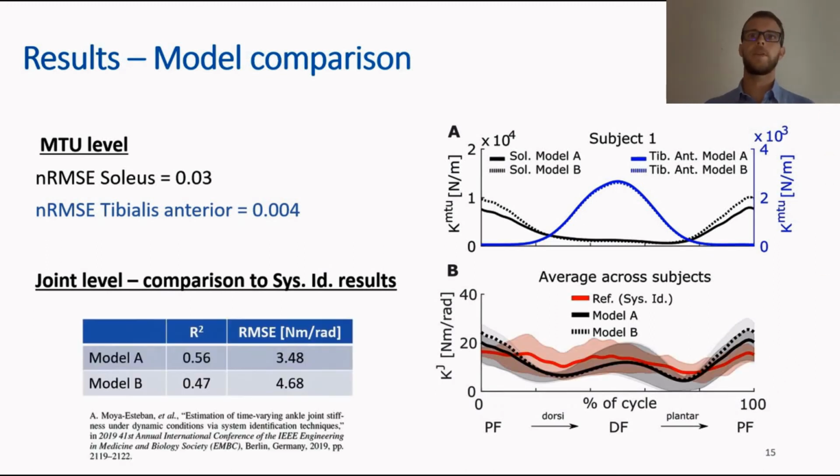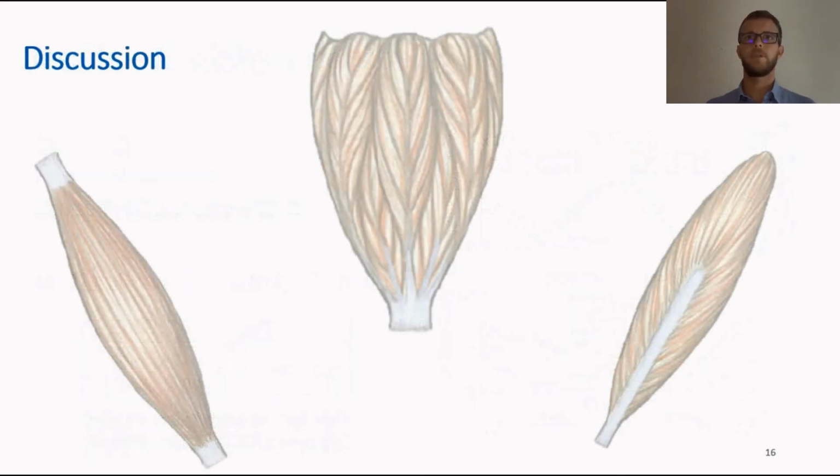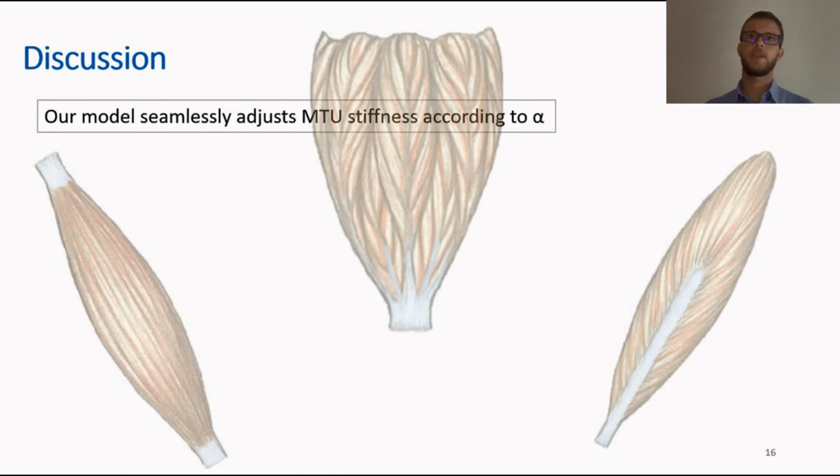We then compared our model-based stiffness estimations with those obtained via a multi-segment ensemble-based system identification method, displayed in red. The table on the slide summarizes the R-squared and the root mean square error values of both models with respect to the system identification estimations. Our new model slightly improved the overall stiffness estimation. This work shows the preliminary results of a muscle model that seamlessly adjusts MTU stiffness according to the pennation angle.